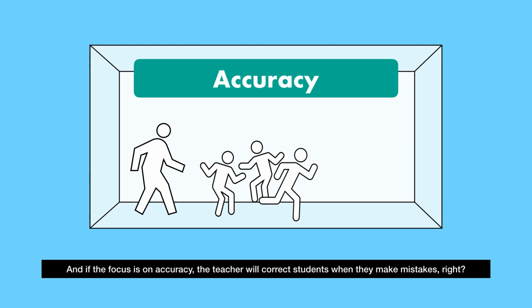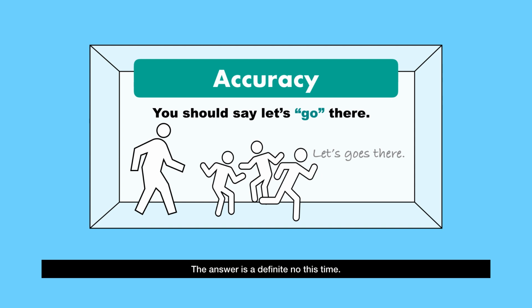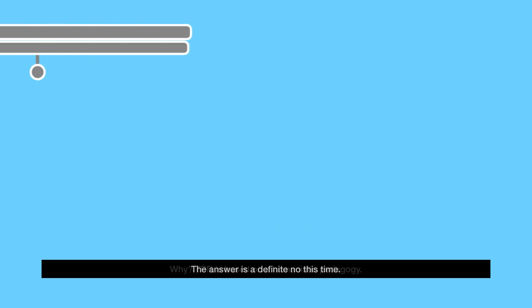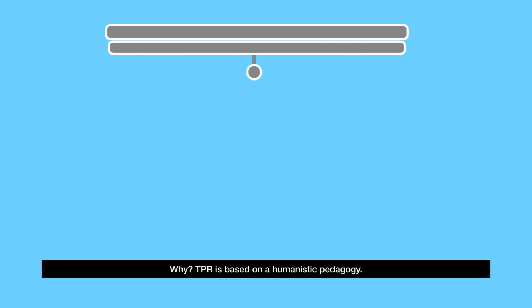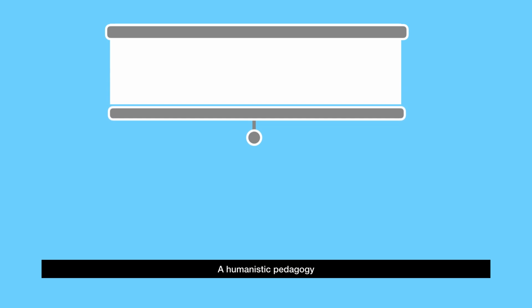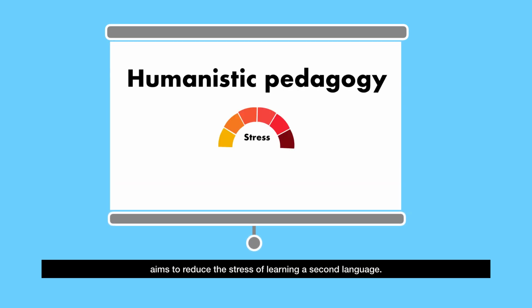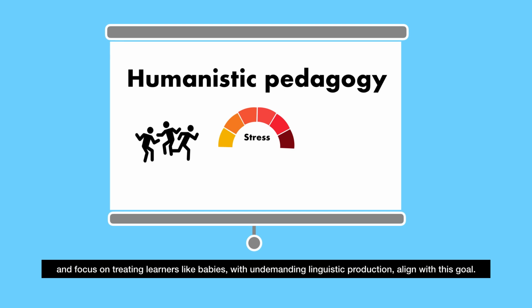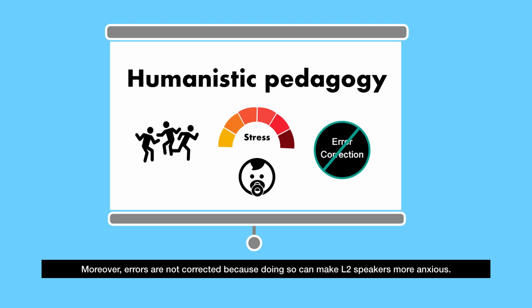And if the focus is on accuracy, the teacher will correct students when they make mistakes, right? The answer is a definite no this time. Why? TPR is based on a humanistic pedagogy. A humanistic pedagogy aims to reduce the stress of learning a second language. The game-like movements, and focus on treating learners like babies with undemanding linguistic production, align with this goal. Moreover, errors are not corrected because doing so can make L2 speakers more anxious.